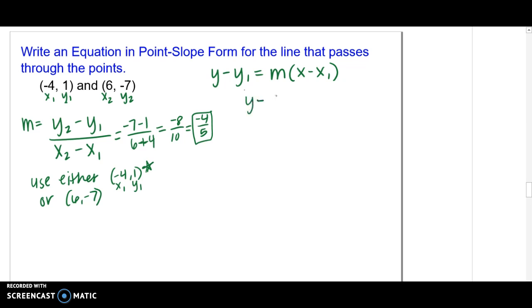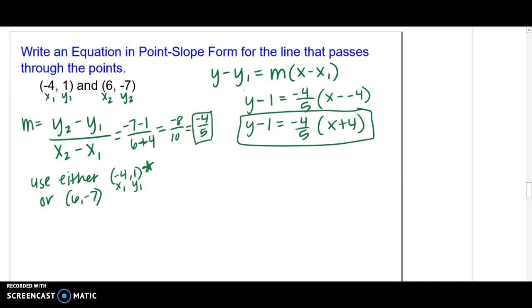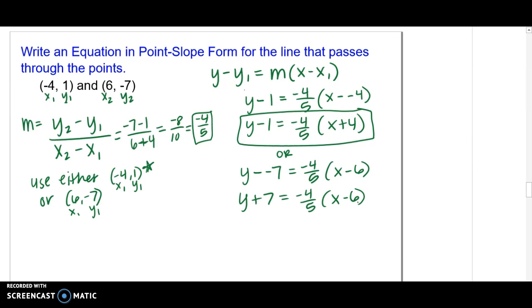So I have y minus y1, which is 1, equals m. So that's -4/5 times x minus my x1, which is -4. Notice here that that's going to turn to a plus. So I have y minus 1 equals -4/5 times x plus 4. Now, like I said, you could have used this 6, -7. And if you did that, your answer would have been y minus -7 equals -4/5 times x minus 6. So this is x1 now. So I get y plus 7 equals -4/5 times x minus 6. So if you did it with the other point, then that is perfectly fine as well.